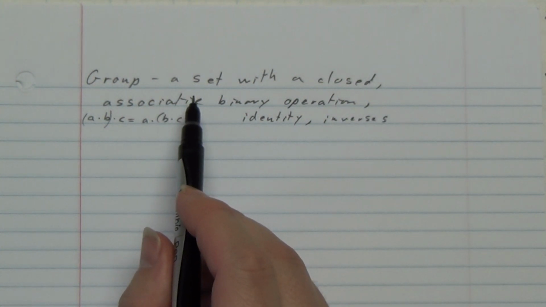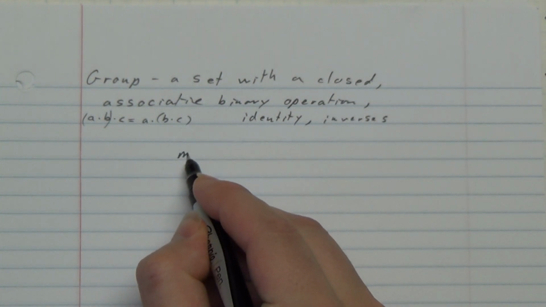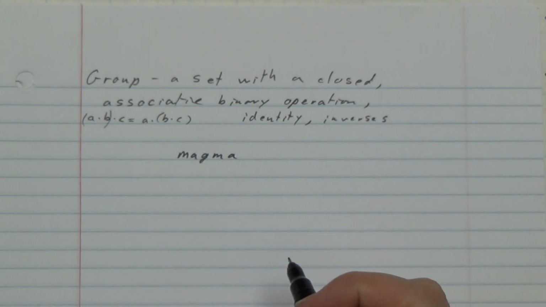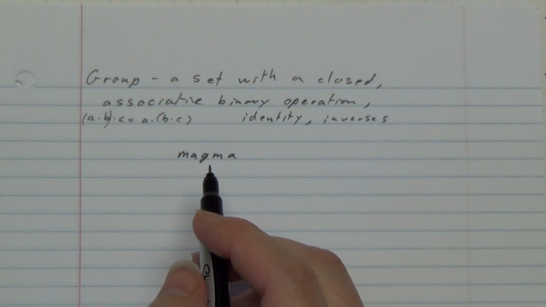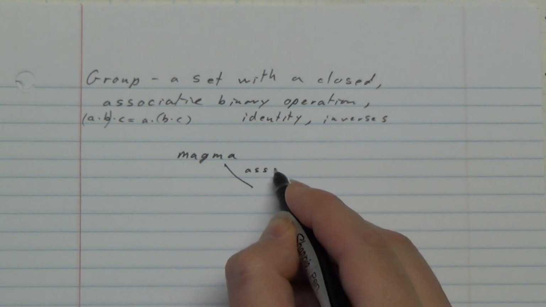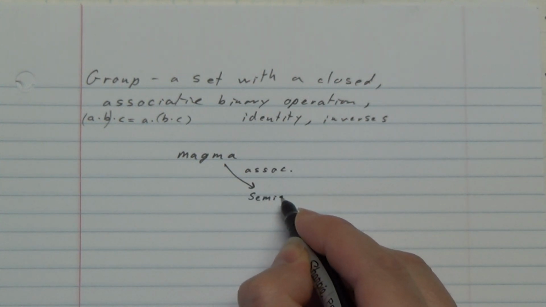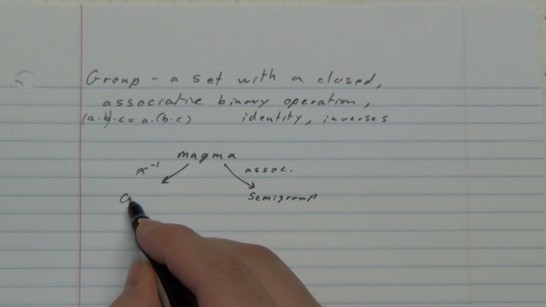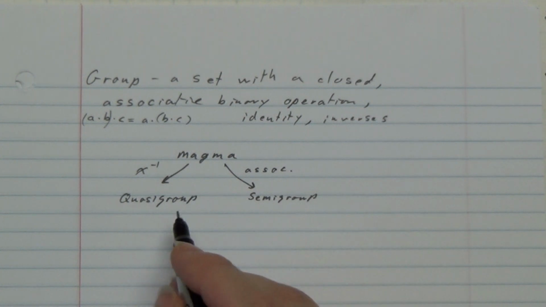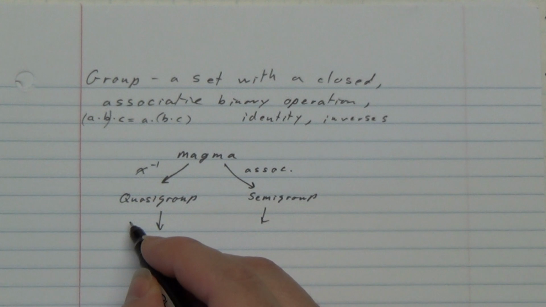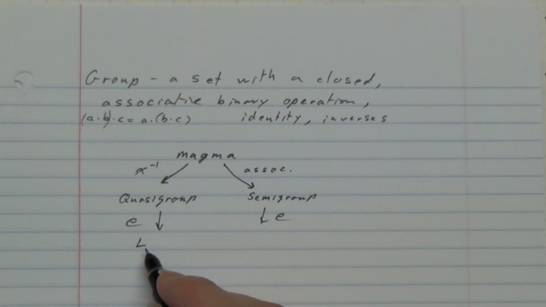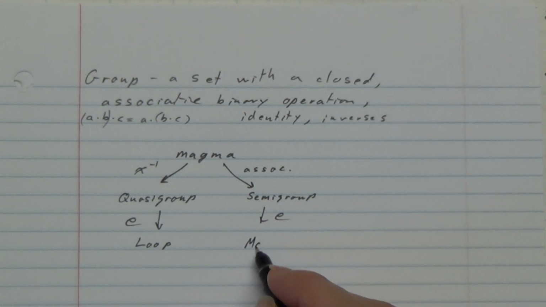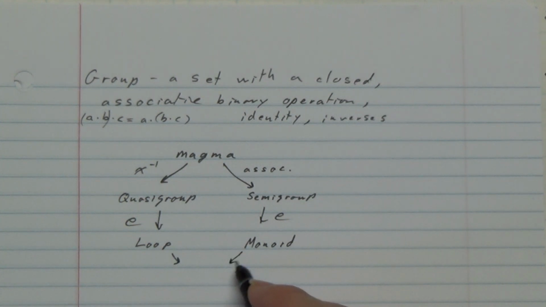Now, a set with a closed binary operation is called a magma. It's just a set with a closed binary operation. When you add associativity, you get what's called a semigroup. When you add inverses, you get a quasi-group. When you add to either of those an identity, we'll call it E, you get a loop from a quasi-group. You get a monoid from a semigroup. And then if you add to either one what they're lacking to be a group, you get a group. There.